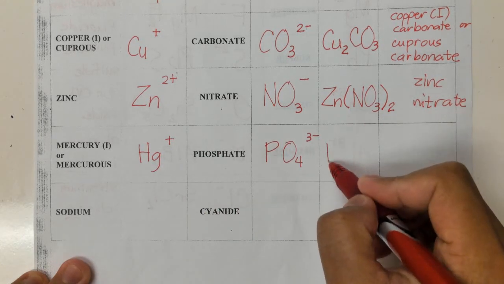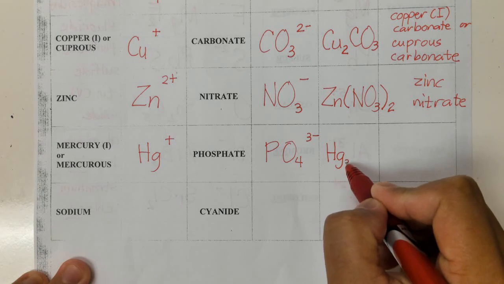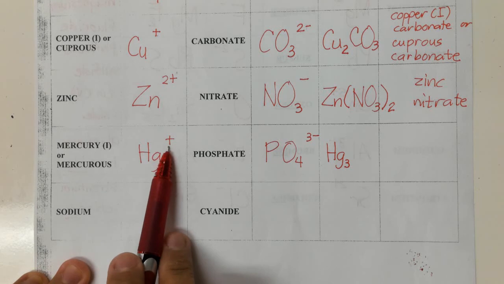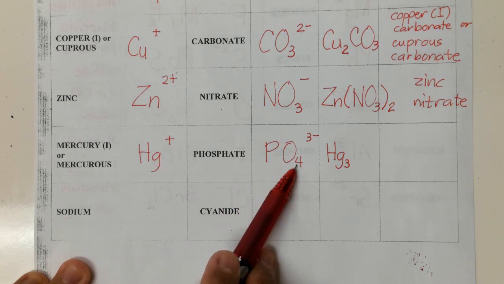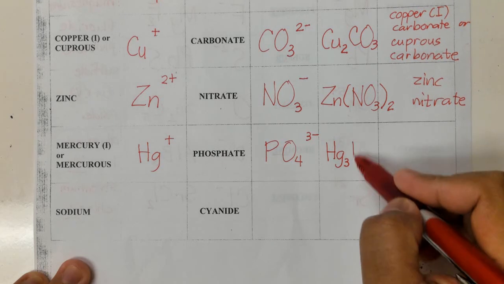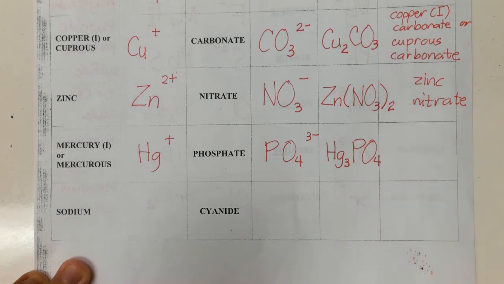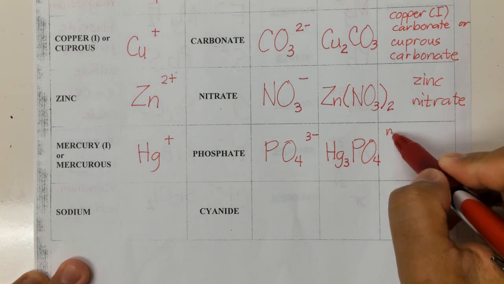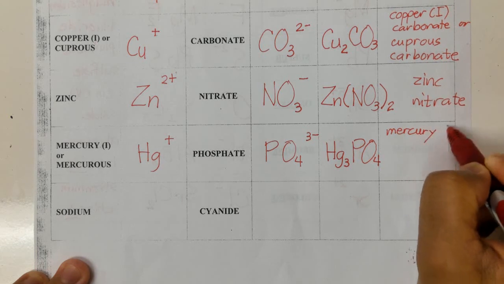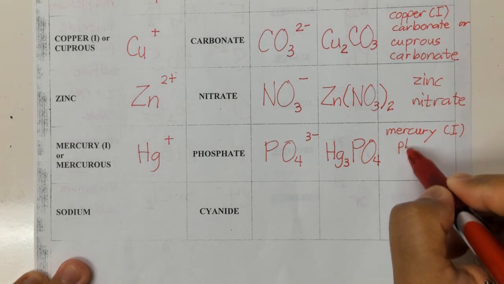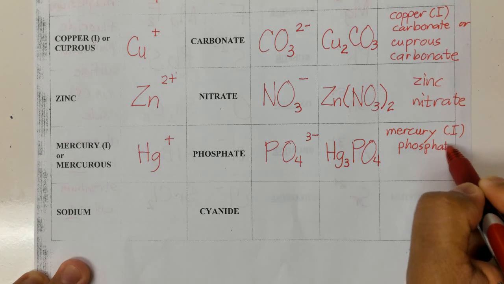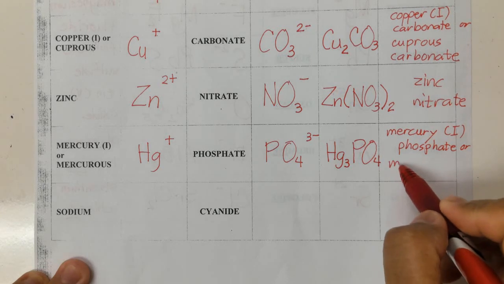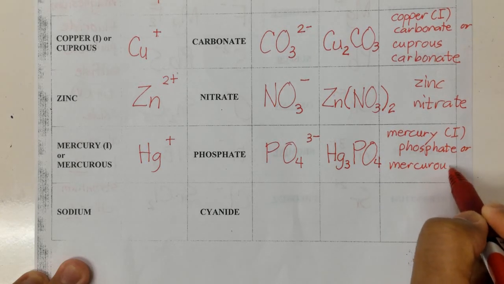So when you write down Hg, Hg will become a 3 here. We'll have a subscript of 3. And Hg is just a 1. So PO4 will just be PO4 only. So just write it as PO4. And now we're going to name it using either of these names here. So we can use mercury 1, Roman numeral 1, and then phosphate. If you want to use the old name, you can put "or" there. So that will become mercurous phosphate.